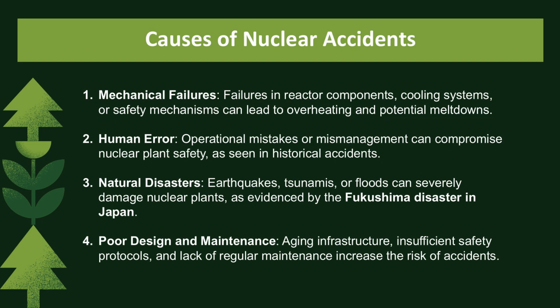Nuclear accidents can result from mechanical failures, human error, natural disasters like earthquakes, or poor maintenance. For instance, the Fukushima accident was triggered by a tsunami following an earthquake. Each of these factors highlights the importance of safety protocols and reliable technology in nuclear facilities.